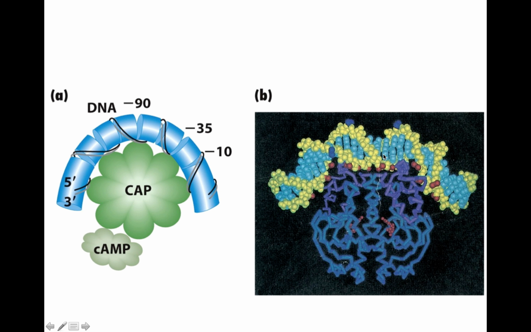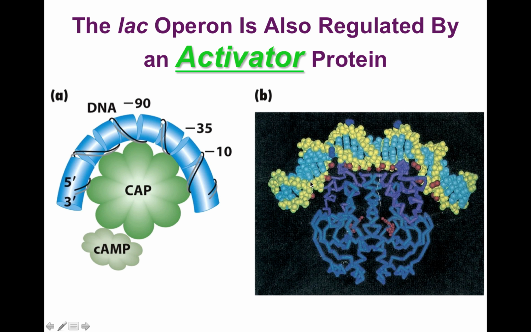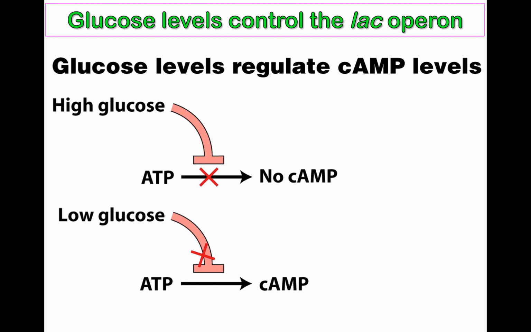Here's a space-filling model showing that the catabolite activator protein, again, has helices that are inserted into the major groove of the DNA molecule. The Lac operon is regulated by the catabolite activator protein, which is an activator. So the Lac operon has both repression and activation going on to regulate expression of its genes.